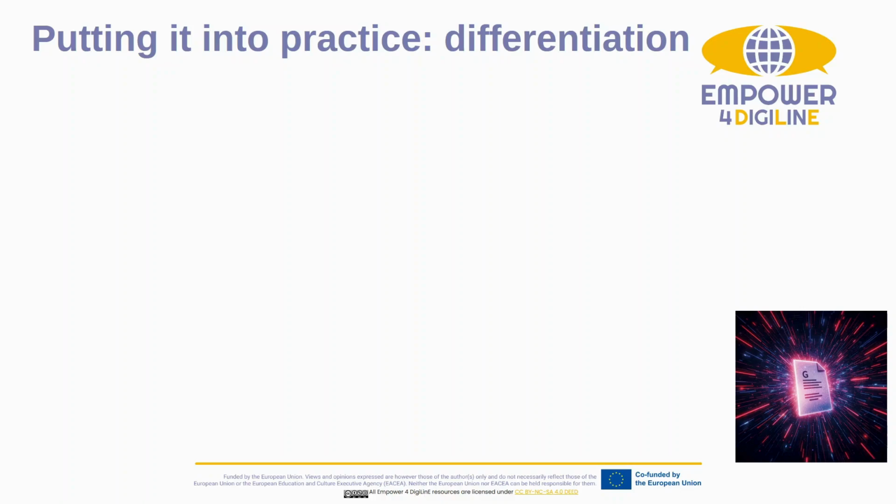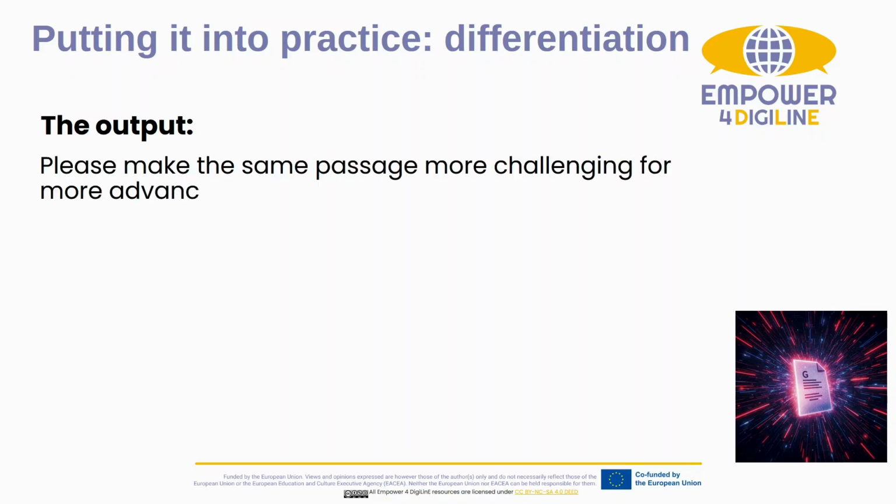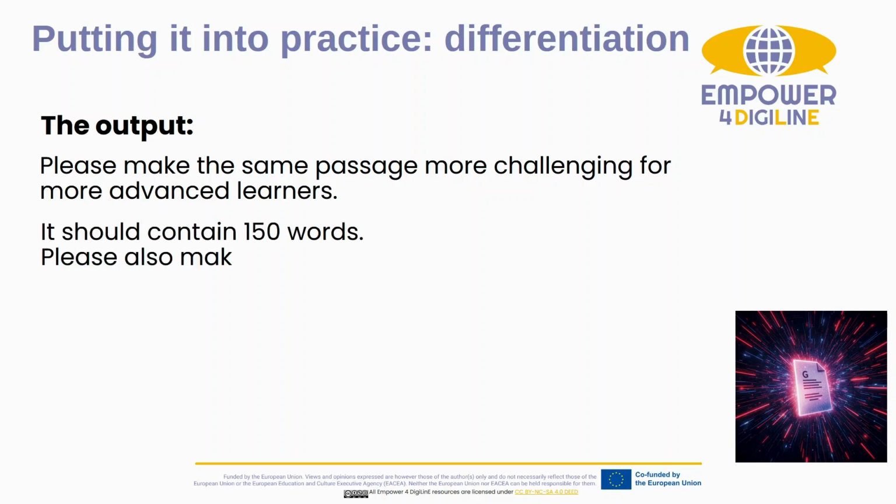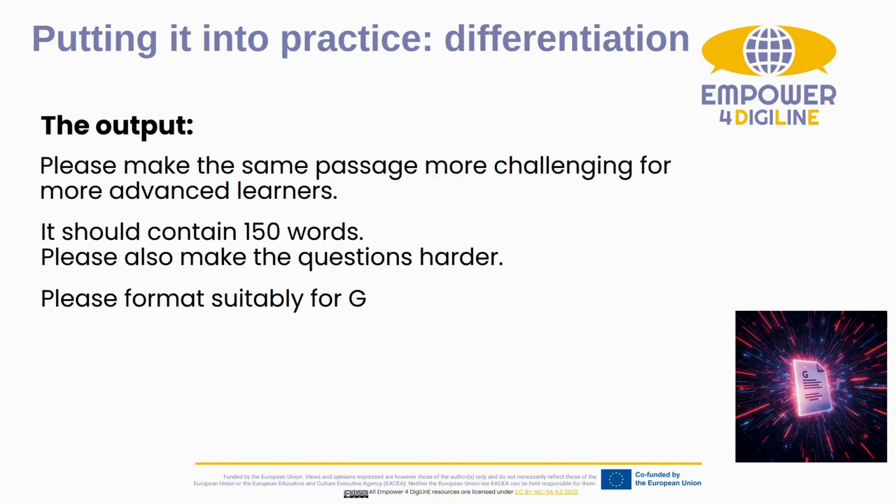And finally, I want to make the passage a little bit harder. So we've already got the passage there in Gemini. I just need to specify a little bit more about it. So I want the passage a little bit more challenging. I want it a bit longer, so let's make it 150 words, and we want some harder questions. And again, let's have the format suitable for copying into Google Docs.